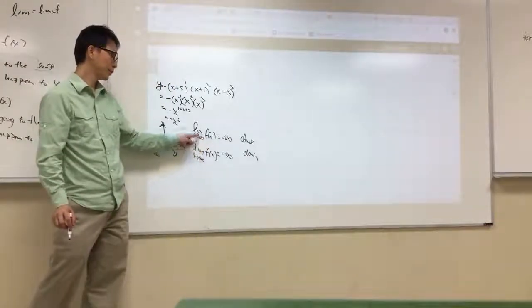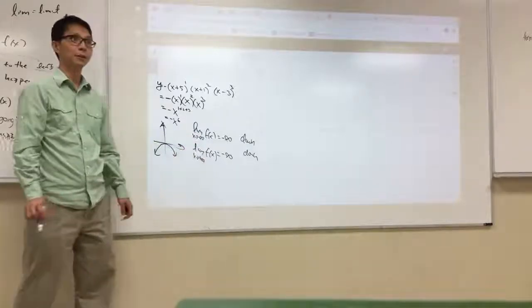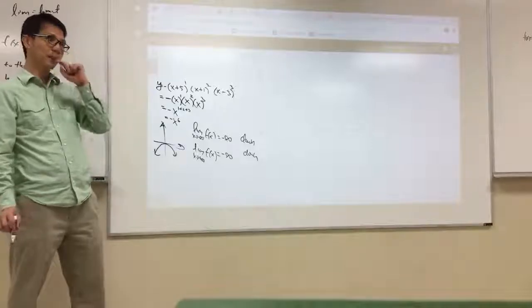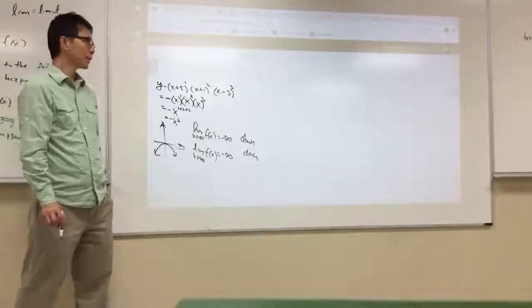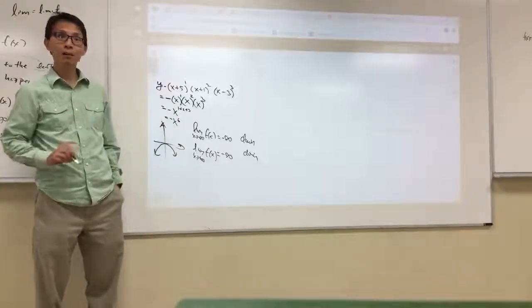Which one? Here? Limit as x approaches negative infinity. Limit as x approaches positive infinity. That makes negative infinity. Yes. Okay, so now that's good. Let's go and find all the zeros.